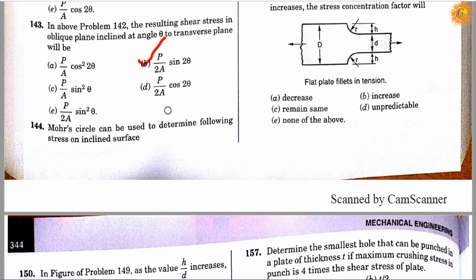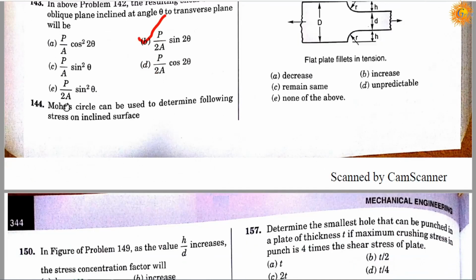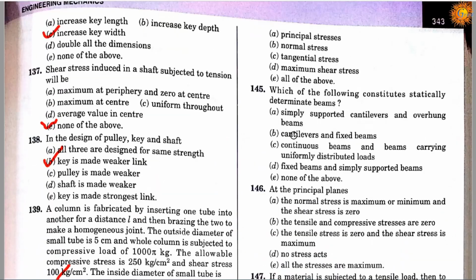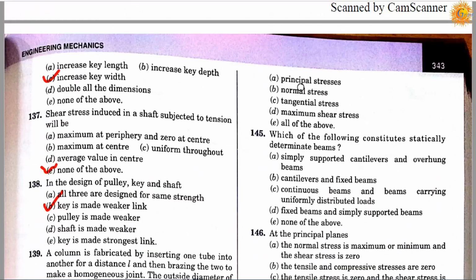Okay. Question number 144. Mohr circle can be used to determine following stress on inclined surface. Option A is a principal stress. Option B is a normal stress. Option C is a tangential stress. Option D is a maximum shear stress. And option E is all of the above. Correct answer is E, it's all of the above.